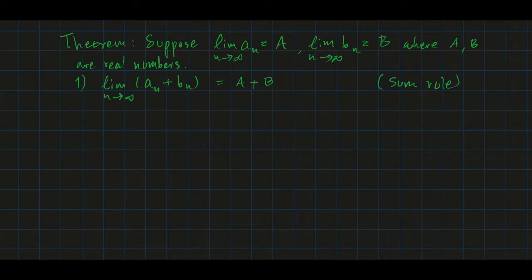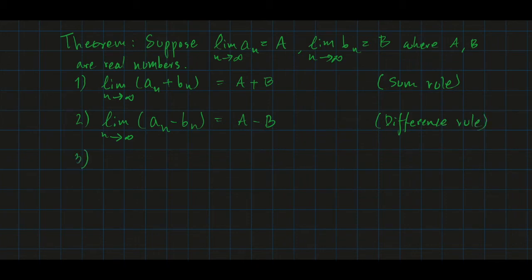This is called the sum rule. Second one, you can subtract them. Now you do an minus bn, and you're going to get a minus b. This is called the difference rule. And the third one says that you can multiply each term by some constant k. Say k times bn, you're going to get k times the limit, which is b. This is called the constant multiple rule.